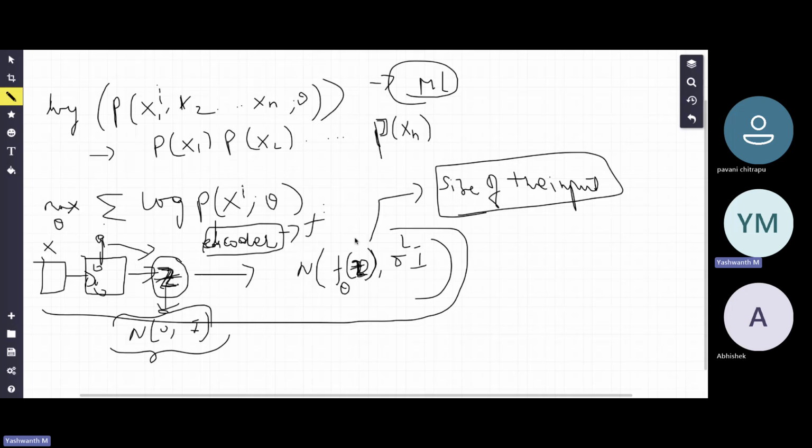So this is the high level architecture of the autoencoders, and because of the probabilistic nature, this is a variational autoencoder. Typically we call it a variational autoencoder. We can go on.